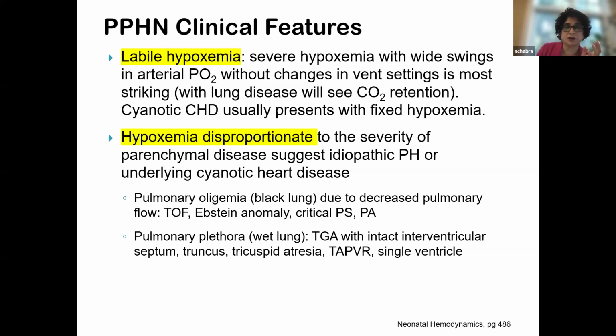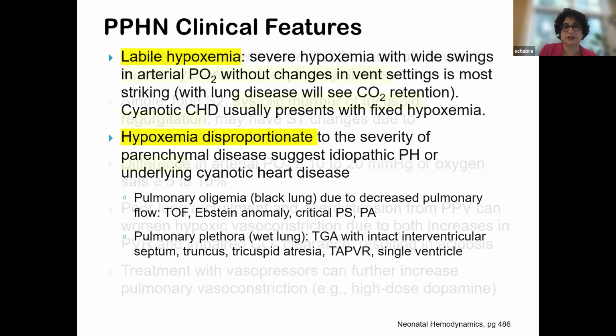Another diagnosis could be cyanotic heart disease. If you have pulmonary oligemia due to decreased pulmonary blood flow, some of the differential diagnoses could be tetralogy of Fallot, Ebstein's, critical PS, and pulmonary atresia. If you have wet lungs or pulmonary plethora, the diagnosis could be TGA, transposition of the great vessels with intact ventricular septum, truncus arteriosus, tricuspid atresia, total anomalous pulmonary venous return, and single ventricle.